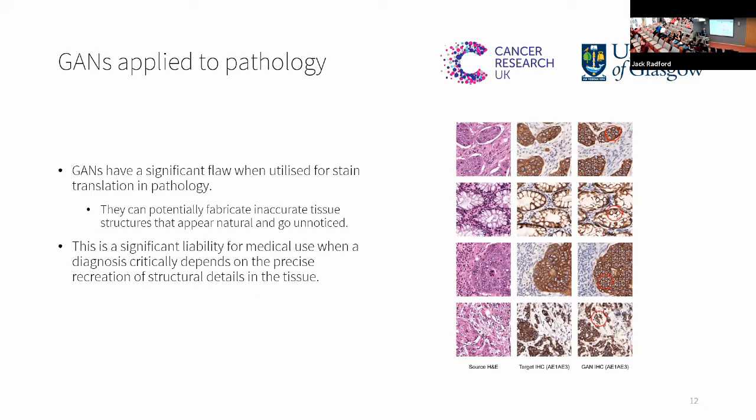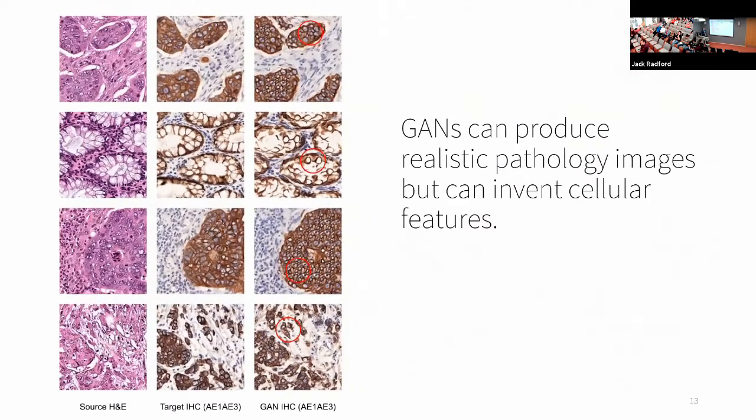inaccurate structures that never really existed and then put them in the image. So if I expand this a bit, you can see in these, the first column is the H&E image, the middle column is the real pan-type keratin IHC image for that tissue, and on the right is an output from just a standard GAN.